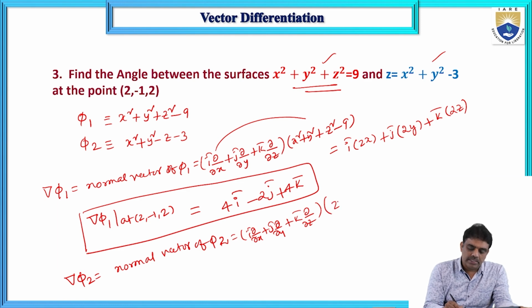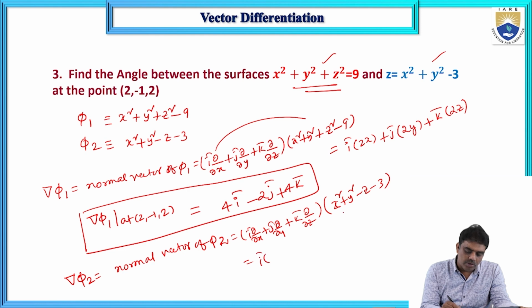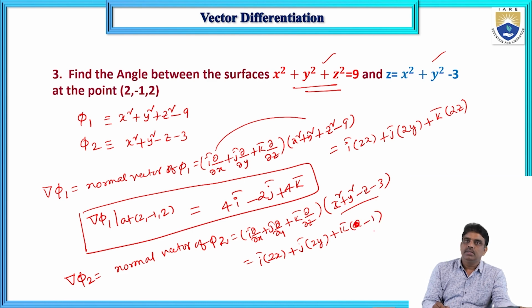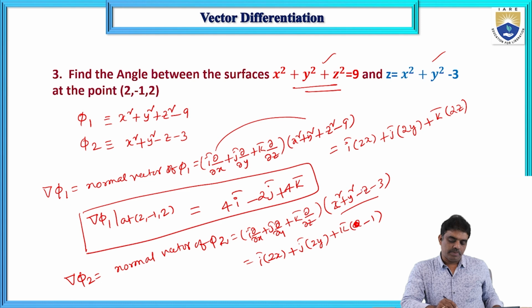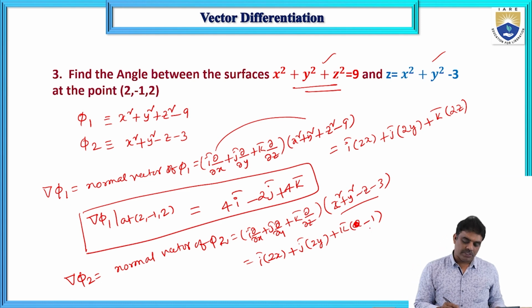Second function, x square plus y square minus z minus 3. So I am operating with i bar into dou by dou x of the entire function, that is 2x, plus j bar into dou by dou y of the entire function, 2y, plus k bar into dou by dou z of the entire function. This is minus 1 only. There is no z square term, so it is minus z.